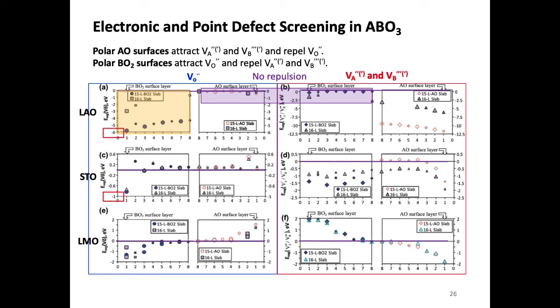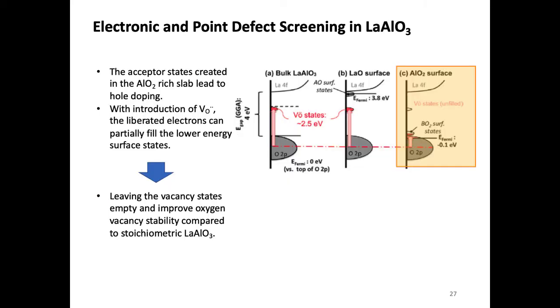So you can expect on the surface terminating with BO2, you have more attraction of oxygen vacancies. For the layer terminated by AO, you will have more cation vacancies attracted, segregated there. So that's a no-brainer. Now let's take a look at the LAO cases, which were peculiar, from a different perspective.